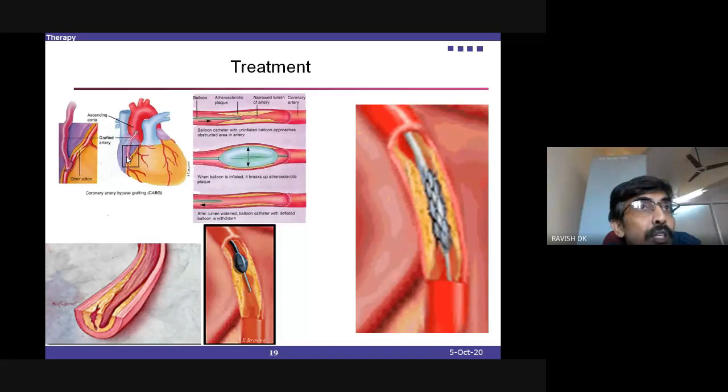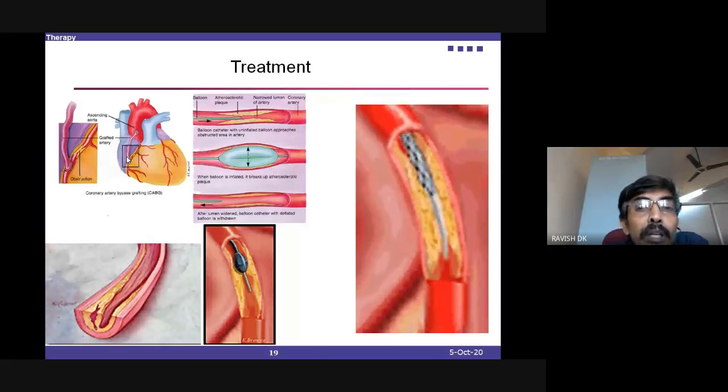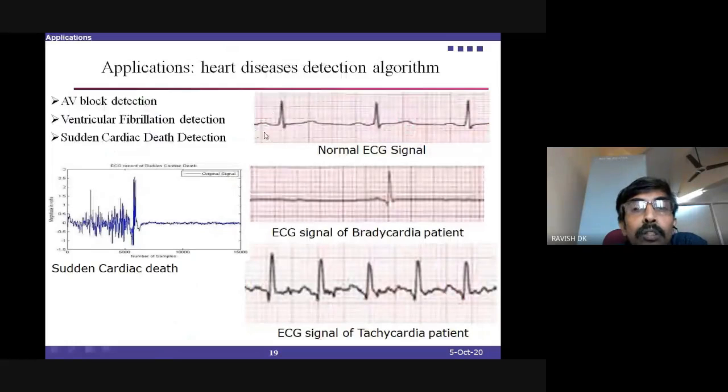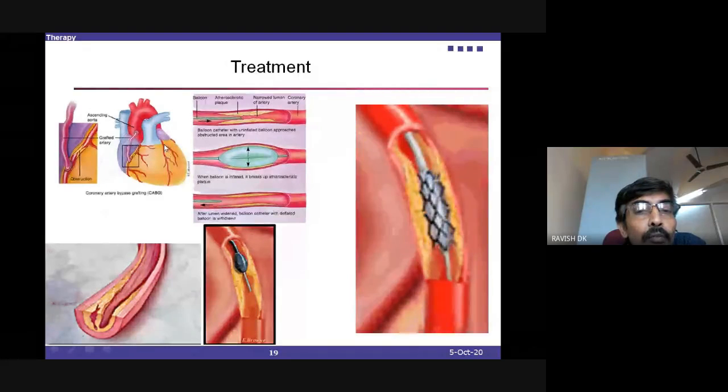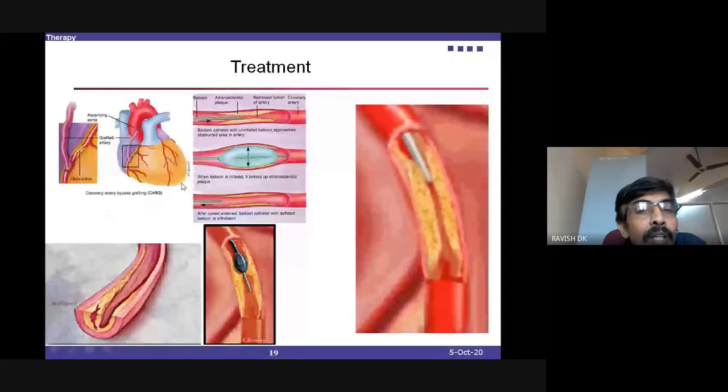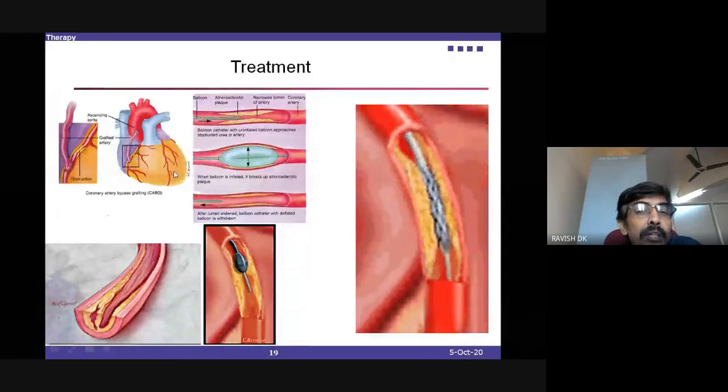In each beat there is a 0.2 second time duration. We can see it in the waveform. This is the ST segment, we call it. So in each beat the heart is taking rest for 0.2 seconds. By that time the blood is flowing to the heart muscle, and it gets nourished and is healthy. If the heart is healthy, all the parts are okay.